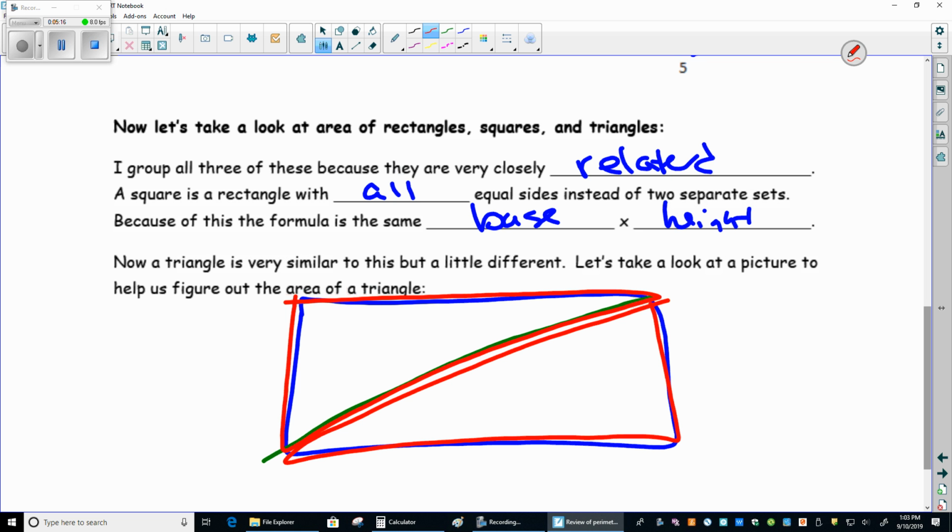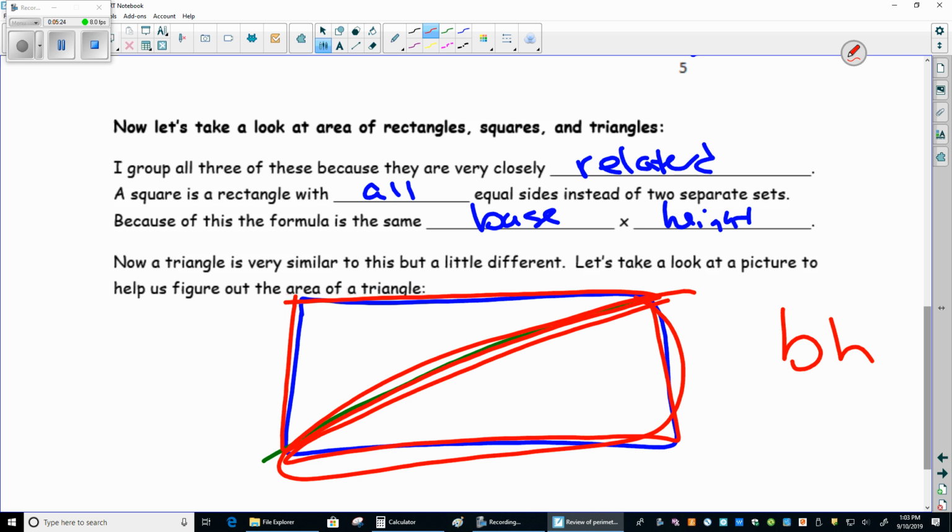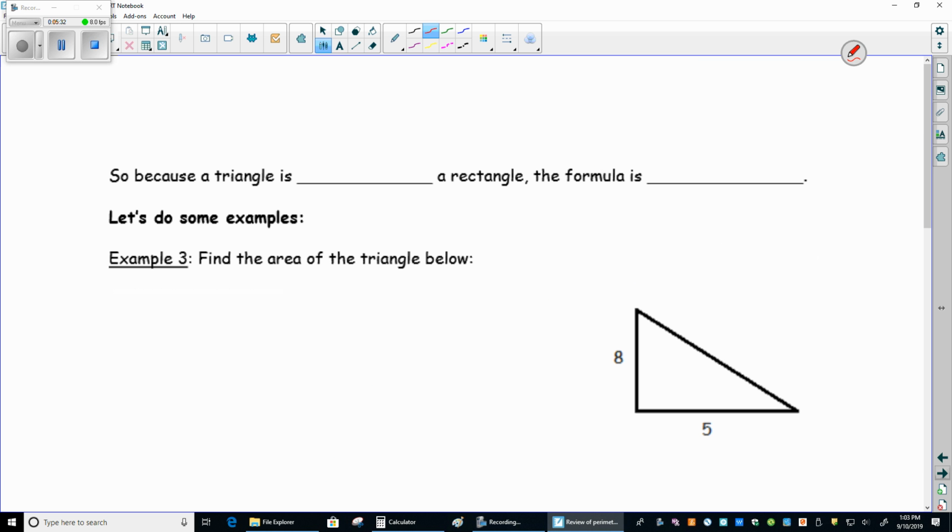A triangle, one triangle, wouldn't it be half the size of that rectangle? So because of that, instead of just base times height, a triangle, because it's only half, is half base height. That's where that formula comes from. And on the next page, I start to write that. So because a triangle is half of a rectangle, the formula is half base height.